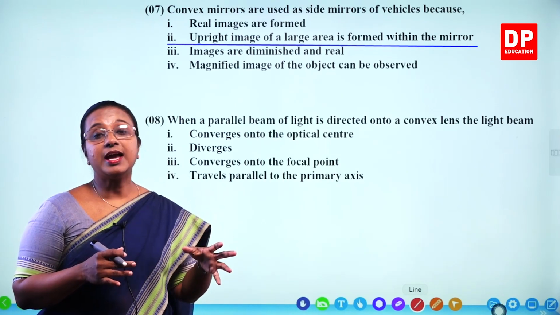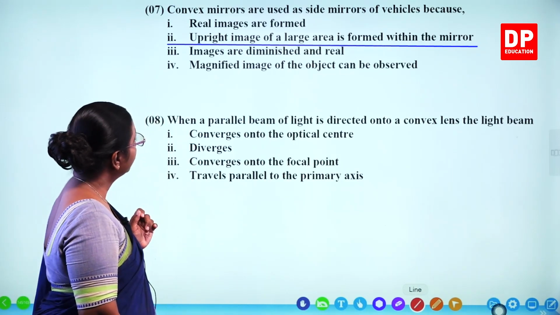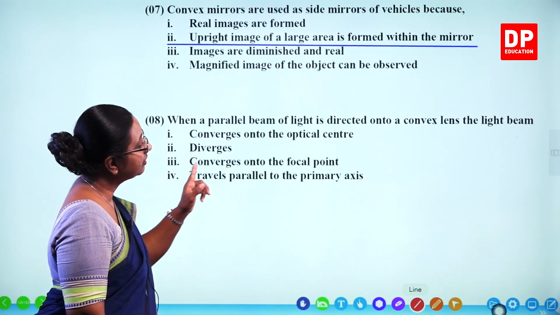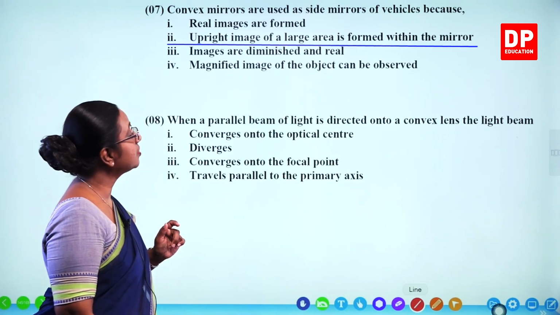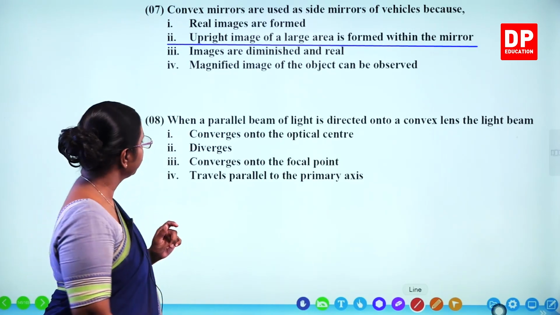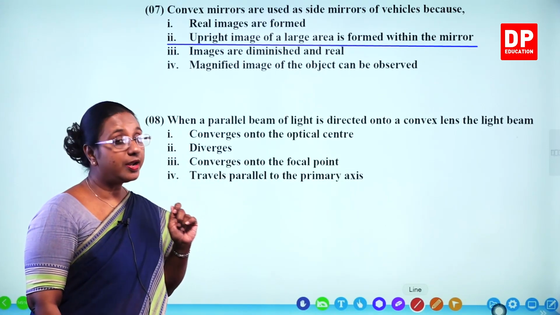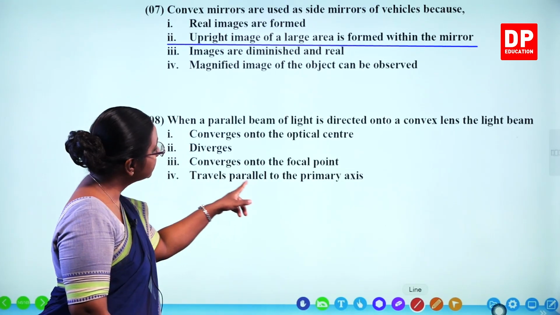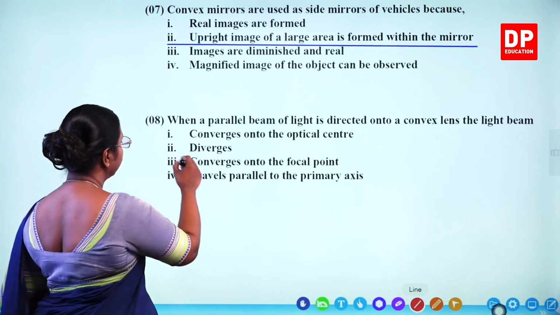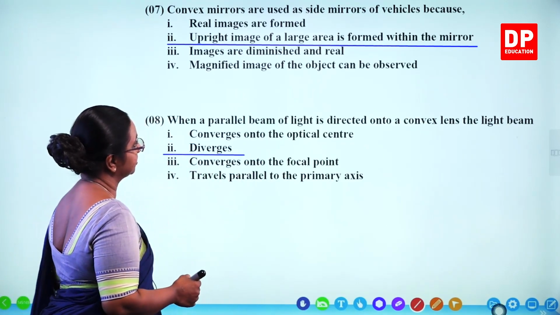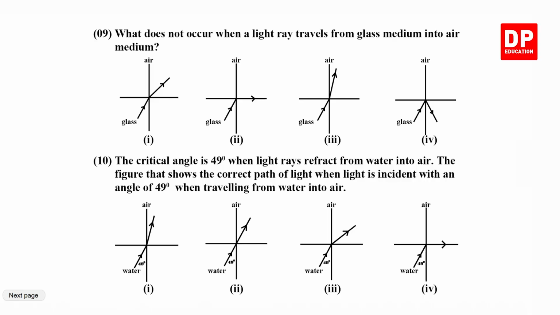And the rays look as if they are coming from the focal point. So here, when a parallel beam of light is directed onto a convex lens, the light beam converges onto the optical center? No. Diverges? Correct. Converges onto the focal point? That is also not correct. Travels parallel to the primary axis? That is also not correct. So, they diverge. Diverges. So, with that, I will move on to the next question.